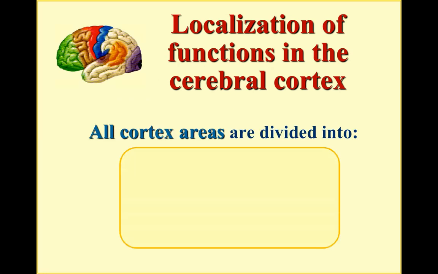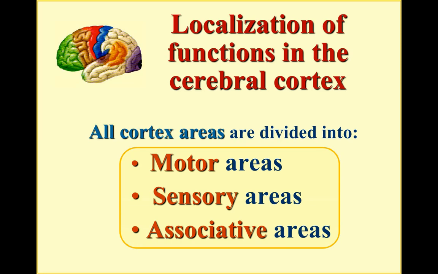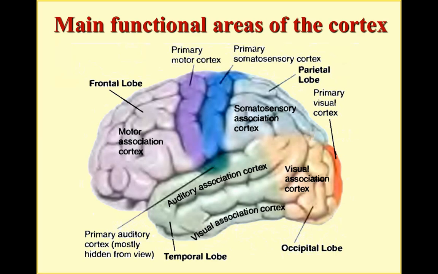All areas in the cortex are divided into three types: motor areas, sensory areas, and associative areas. By now, we predominantly studied motor and sensory areas, and today we are going to concentrate on associative areas. But first, let's recall the motor and sensory areas of the brain, as well as the remaining associative areas, which we can see here: the main functional areas of the cortex.